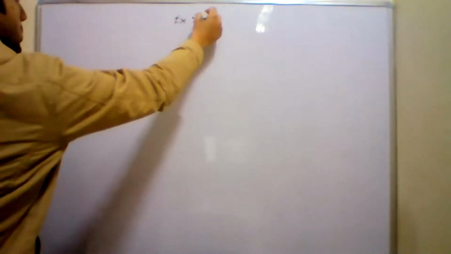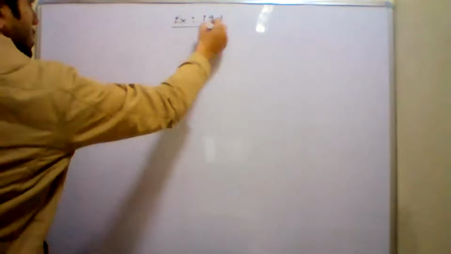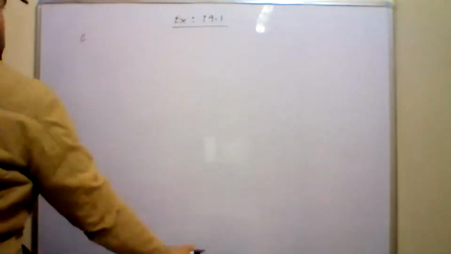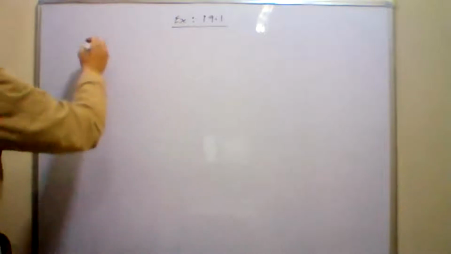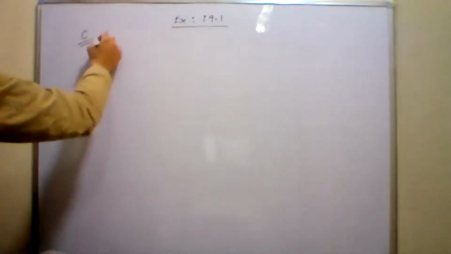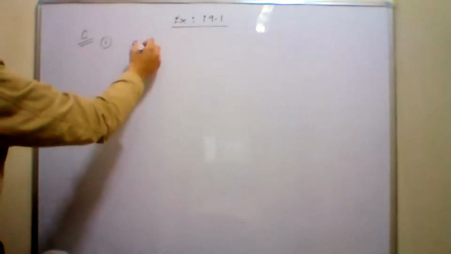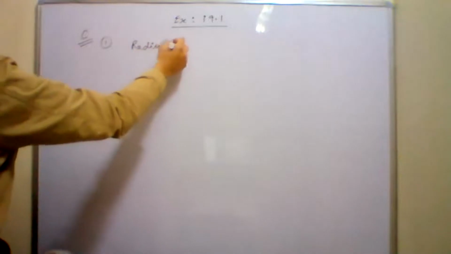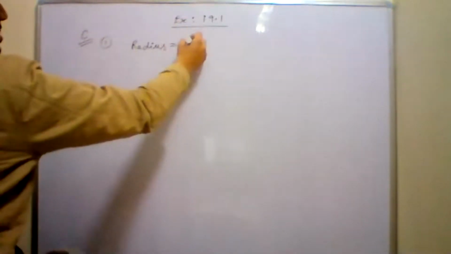Okay, so exercise 19.1, question number C. In this question, the length of the radius is given. You have to find the length of the diameter in each case. So let's see the first part. The radius is given as 4.5 centimeters.